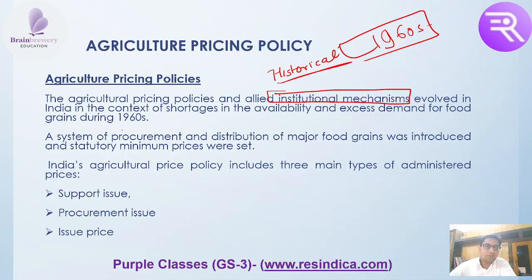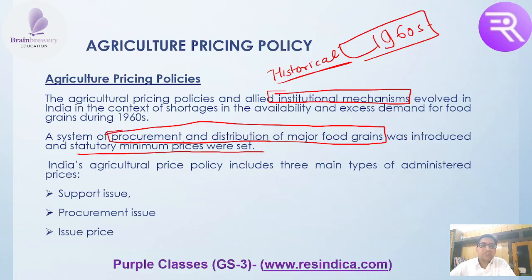Government came with the process of procurement and distribution of major food grain that was introduced, and statutory minimum prices were set. That means government will tell how the procurement will be done, how the distribution will be done, and at what prices the government will be taking. That is the minimum prices that government will be taking. So here government is providing a guarantee to the farmer that your product will be purchased, your product will be distributed, and we will be taking the product from you at a minimum price value in which you earn something.